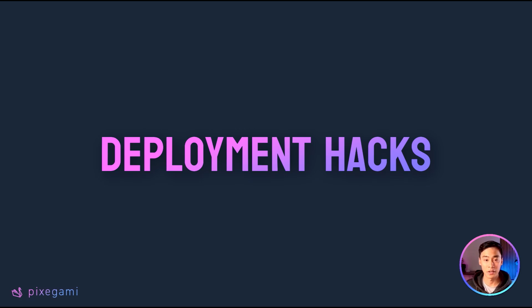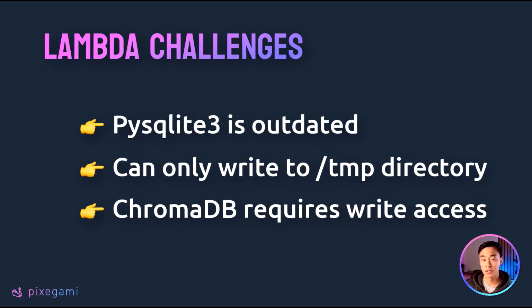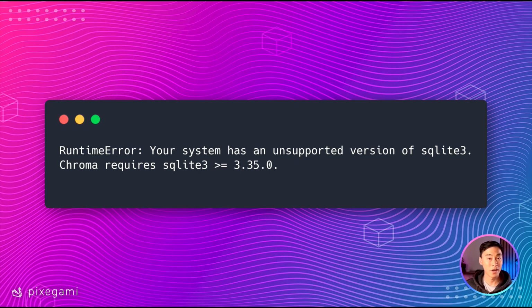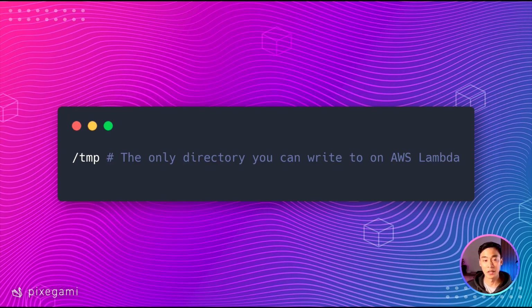With every major project, you're likely to run into some very tricky technical problems that are going to be specific to the project. These are some of the challenges I ran into on this project so far. First, the PySQLite 3 library that comes with our base image is outdated. PySQLite 3 is a database that is required by ChromaDB. And if you just try to run the image right now, you'll probably see an error like this. When we try to load our vector database, it's going to complain that our version of SQLite 3 is outdated and it will crash.